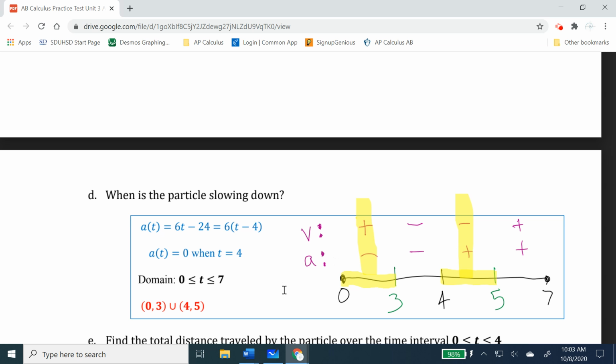So then speeding up and slowing down is about whether the two of them are the same sign or opposite sign. And always be careful, read the directions carefully. Sometimes problems will say, when is velocity increasing? And then it is just acceleration being positive. But if it's asking when the speed is increasing, it's when both acceleration and velocity are the same sign.